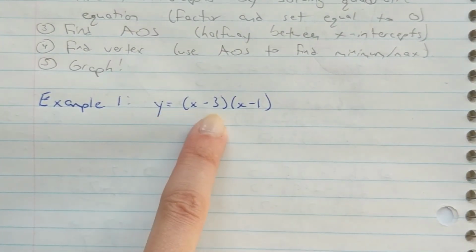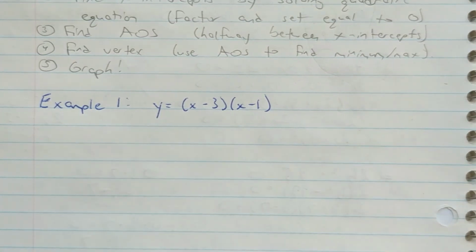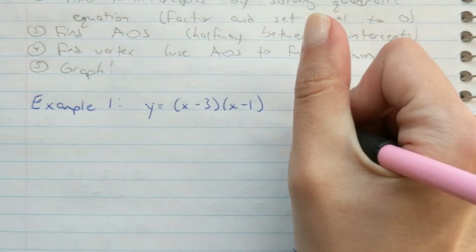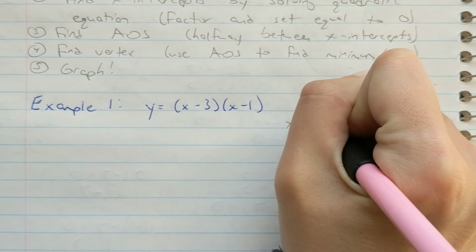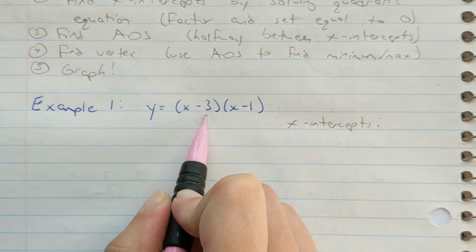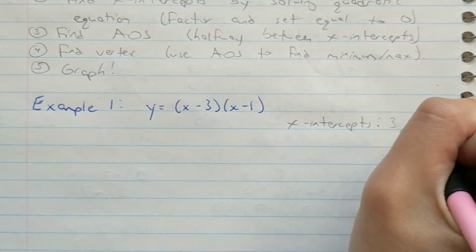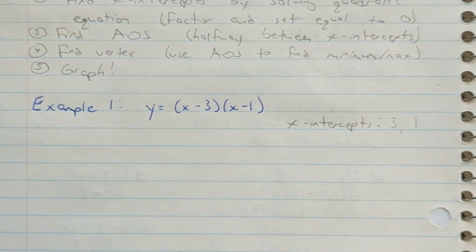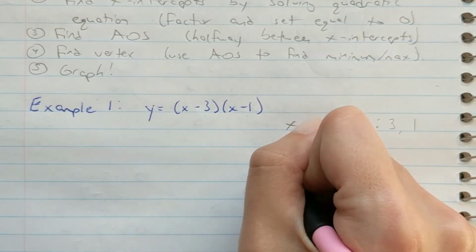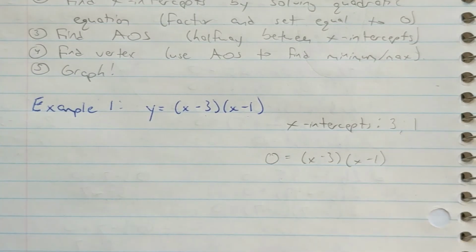y is equal to (x minus 3)(x minus 1). Well, immediately I can pull some information here because I have my factored form. I can pull out my x-intercepts. My x-intercepts are going to be at positive 3 and positive 1. If I want to do that more formally, I could set 0 equal to (x minus 3)(x minus 1).